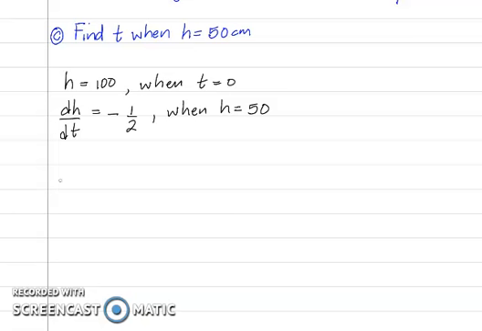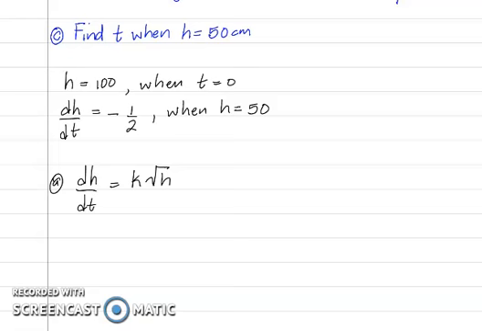Next, so A, we're told that the rate at which the height is decreasing, dh/dt, is equal to k times the root of h. So where did we get this from? We're told that dh/dt is proportional to the root of h. If it's proportional to the root of h, it is equal to k times the root of h. K here is the constant of proportionality.